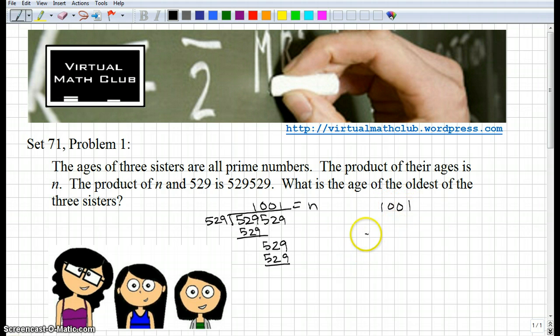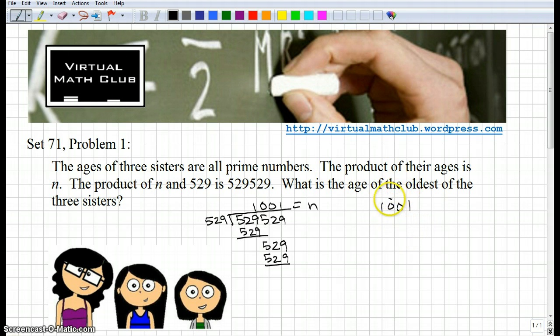So you just need to remember your divisibility rules. You can see this number is not even, so it can't be divisible by 2. And if we take the digit sum, 1 plus 0 plus 0 plus 1, that's 2. That's not a multiple of 3, so it's not divisible by 3. It doesn't end in 0 or 5, so it's not divisible by 5. So the next prime number we could check would be 7. And we could take 1001 and divide it by 7 and check it.